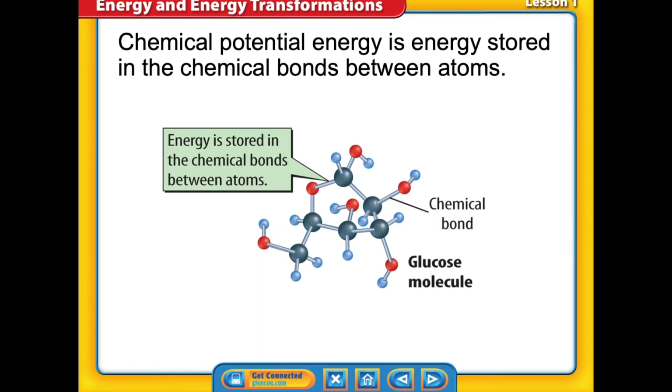And then the very last type of energy I want to talk about, write this down in the last box, is called chemical potential energy. Put the definition right below the box or in the box if you have room, or below the box. This is energy stored in the chemical bonds between atoms.